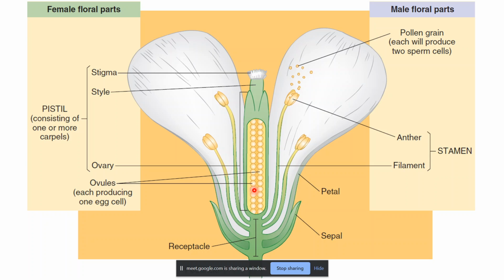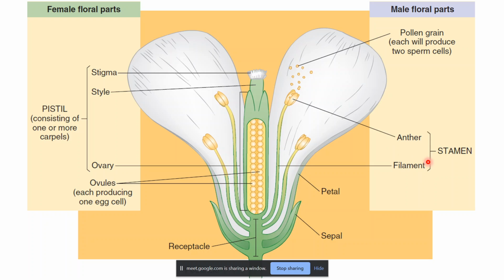So these are parts of the flower. Some flowers will not have all parts, like some flowers may lack the sepal or petal, and some of them have only female parts and others have only male parts.